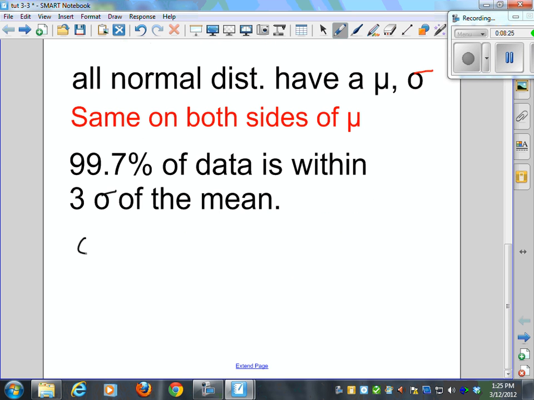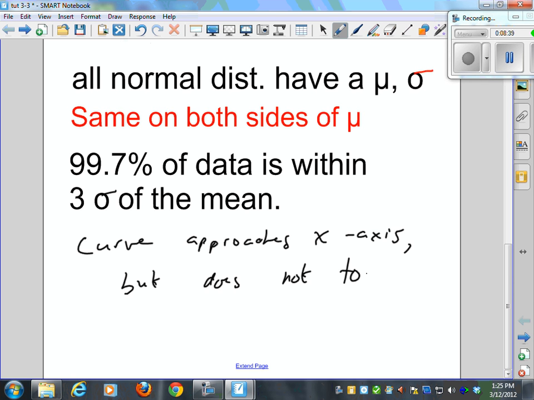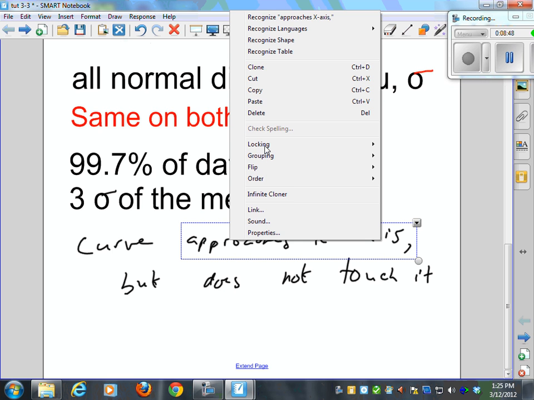The fourth one is that the curve approaches the x-axis, but does not touch it.